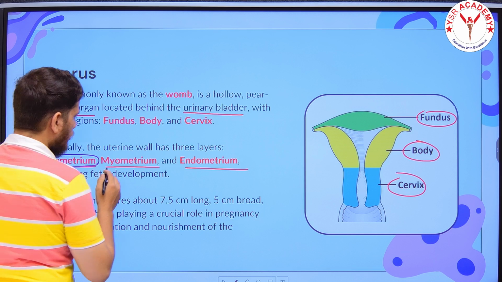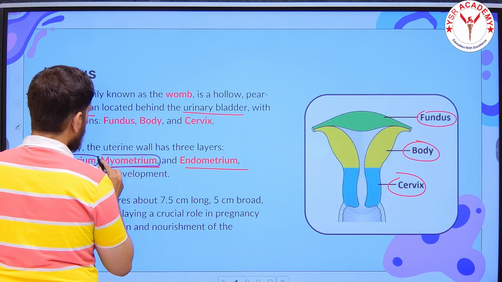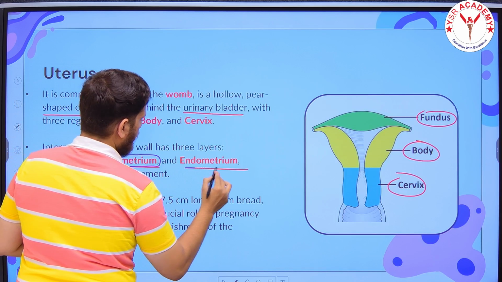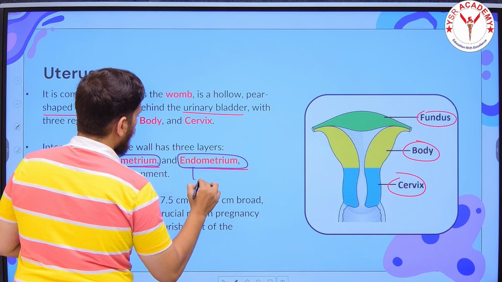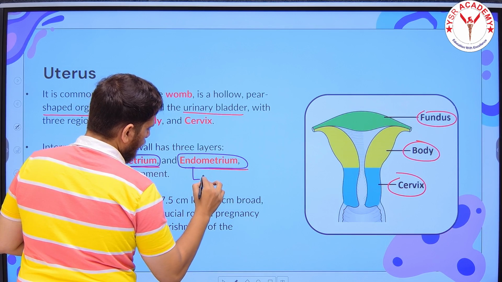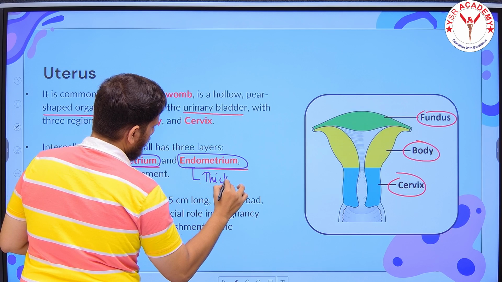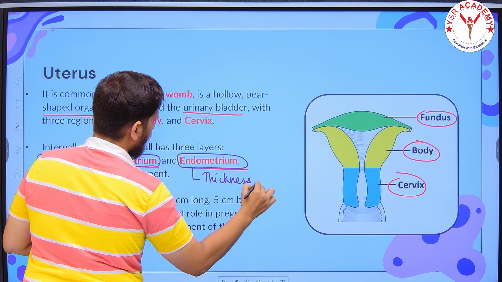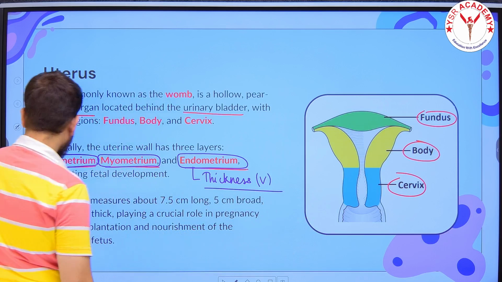The middlemost layer is called as a myometrium. This is very essential. Later we'll discuss. And then endometrium is very, very important for holding the baby. So it actually is a variable thickness membrane. So iska thickness jo hai na, it's extremely variable.